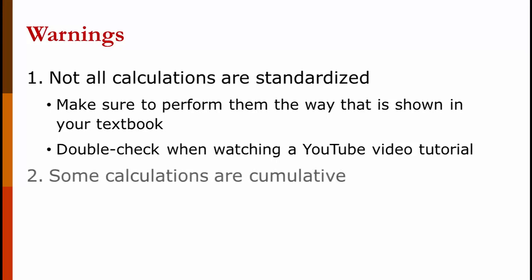Second warning, some of the calculations are cumulative. What do I mean by that? What I mean is that if you get the first answer wrong, the second one's wrong, the third one's wrong, the fourth one's wrong. So the errors build on each other. Specifically, the calculations for simple exponential smoothing, trend-adjusted exponential smoothing, the tracking signal, and seasonality are cumulative. The calculations for simple moving averages, weighted moving averages, and linear trend are not cumulative. If you get one answer wrong, it won't affect the other answers.